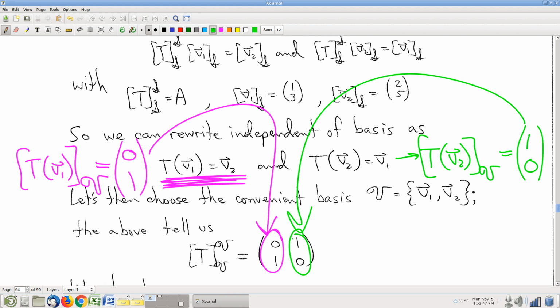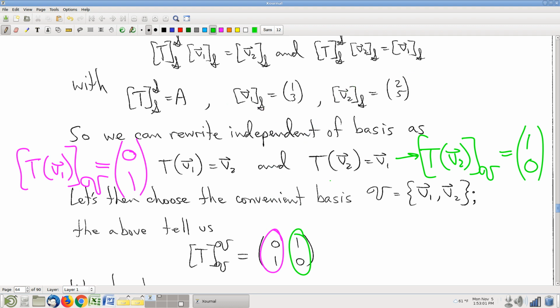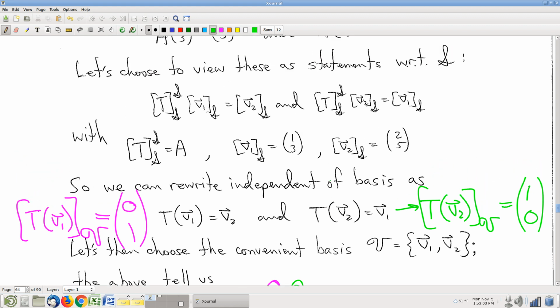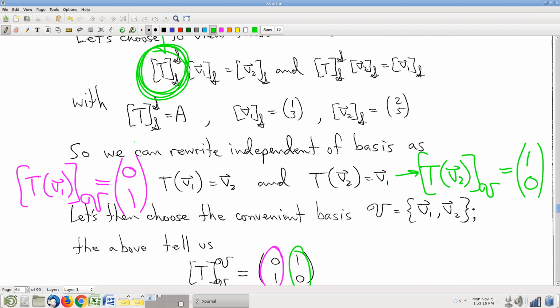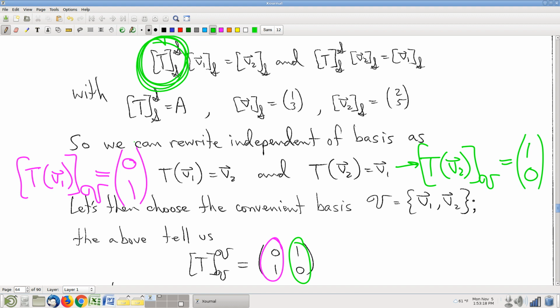Okay, is everybody on board so far? So still, we don't have an answer yet. We're not done. Does everybody see what I've done so far? Okay. Keep in mind our question. Our question was to find what this matrix A is. A represents T with respect to the standard basis. That's not what I just computed. I've just figured out how to represent T with respect to this other basis.